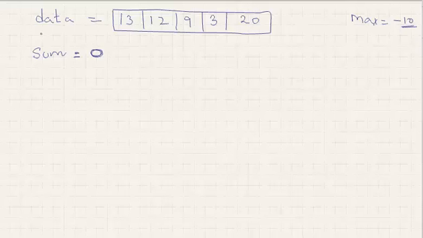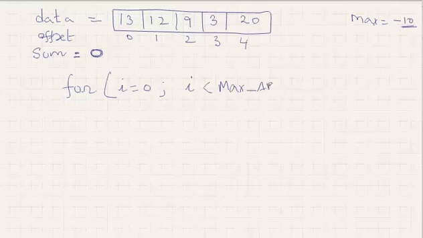And your offset, or index, is 0, 1, 2, 3 and 4. So how do I find that out? Very simple. For I equal 0, I less than maximum array size, I plus plus, and there is no comparison, so I don't need an if statement. I'm just going to say sum equal sum plus my data at I.